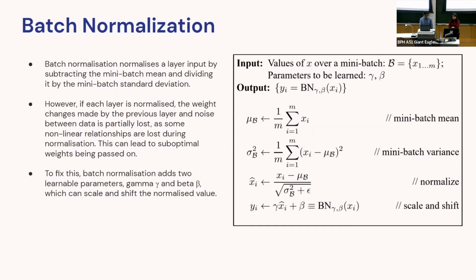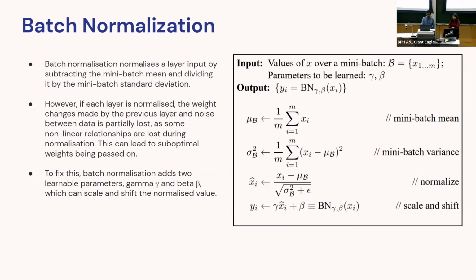So batch normalization basically normalizes the layer input by subtracting the mini batch mean and dividing it by the mini batch's standard deviation, which is kind of straightforward. But if each layer is normalized, right, the weight changes made by the previous layer are kind of lost, if that makes sense. So obviously that isn't what we want to do. So once we normalize, we have to scale and shift the normalized value after centering them to the distribution that the mini batch models, right? So this is what batch norm does with two learnable parameters, gamma and beta.